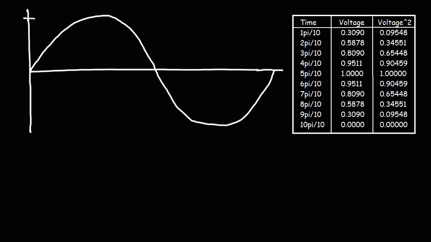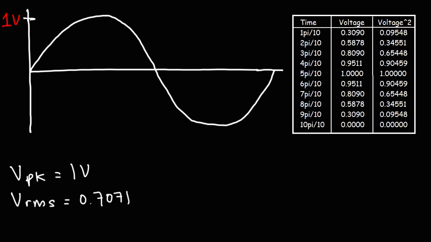So here we have an AC sine wave with a peak voltage of 1 volt. If the peak voltage is 1 volt, that means that the RMS voltage is going to be the peak voltage divided by the square root of 2. So 1 divided by the square root of 2, that's going to be 0.7071. So let's see if we can calculate that RMS voltage using the table on the right. So what we're going to do is we're going to find the RMS voltage of the first half of the sine wave.